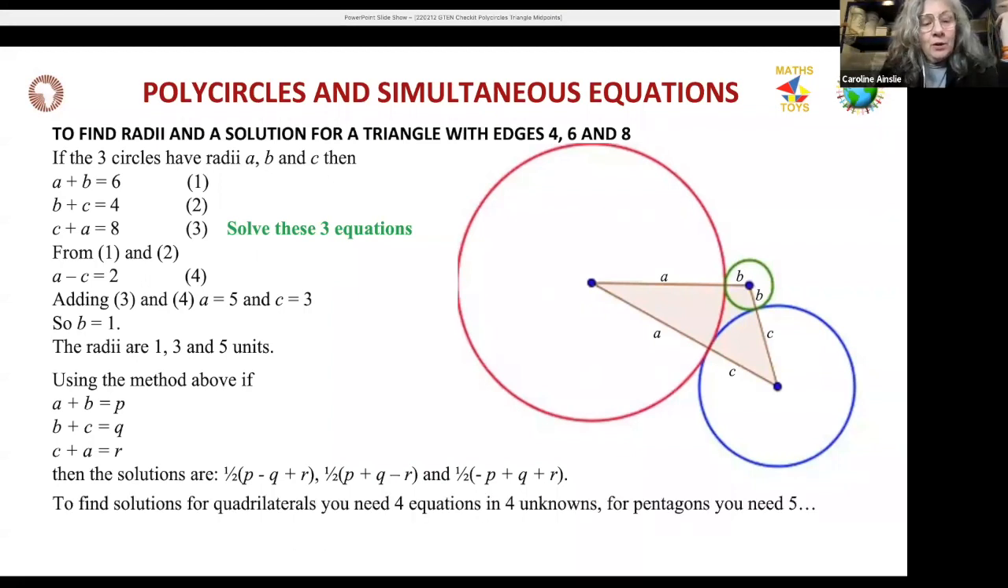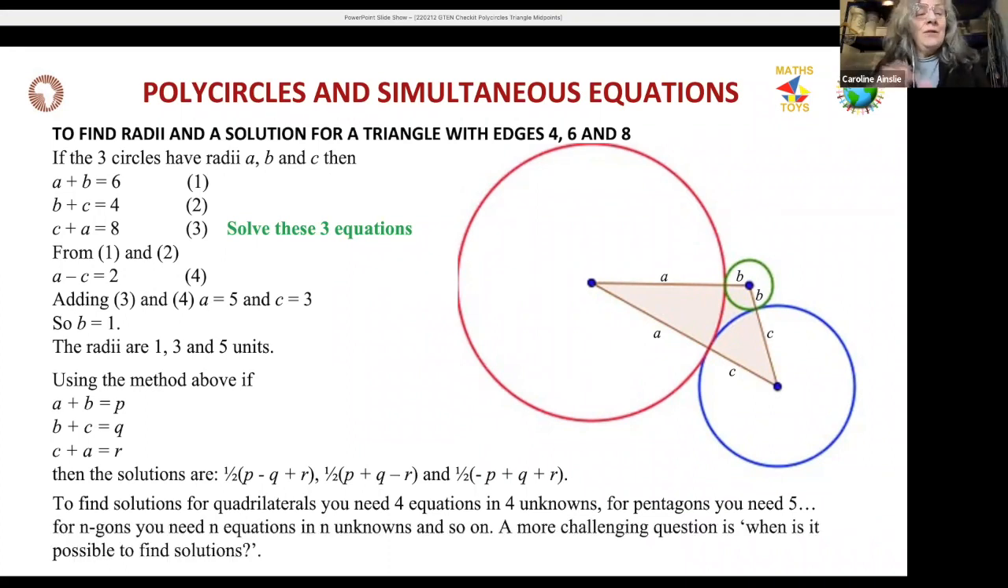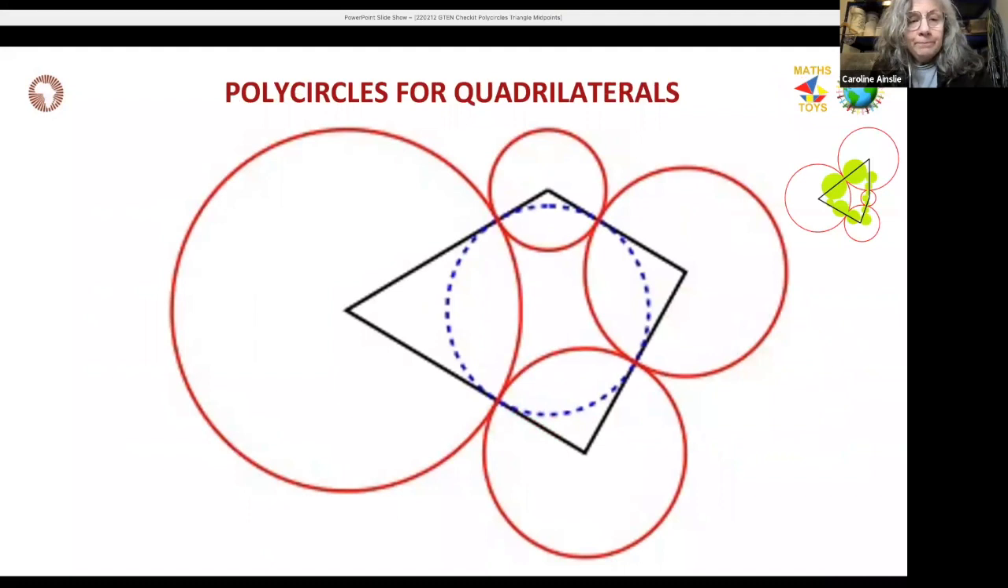And then to find equations for quadrilaterals: for the triangles, you need 3 unknowns and 3 equations. Extension for quadrilaterals, 4 equations, 4 unknowns. Pentagons, you need 5 equations, 5 unknowns, and keep it going. So again, you've got that lovely extension activity for those that finish the triangle and want to do some more. And then you've got the realization that this expands and it works as you add more edges to your polygons.